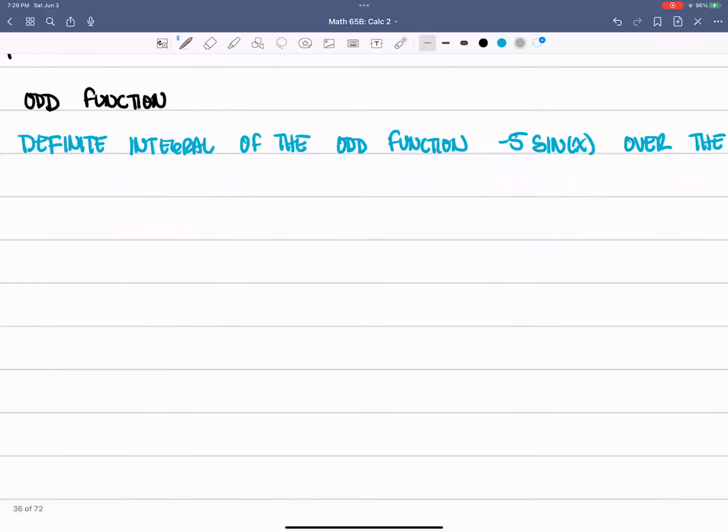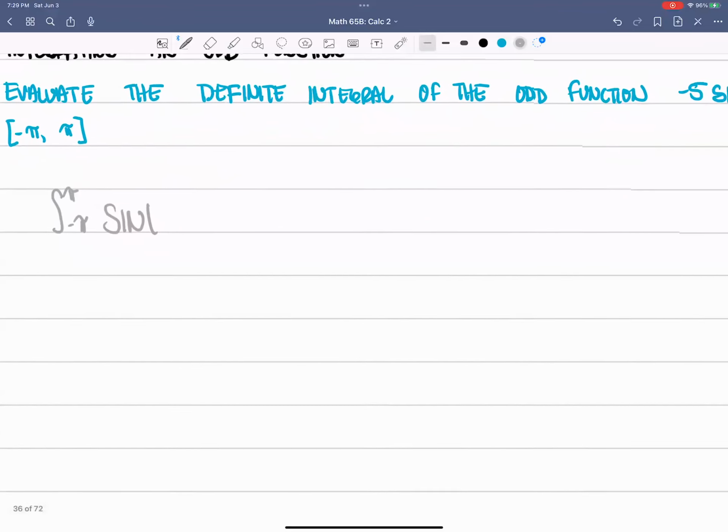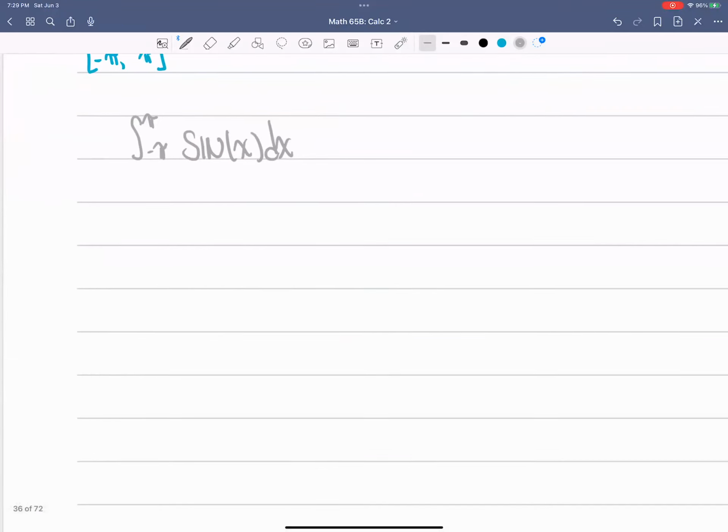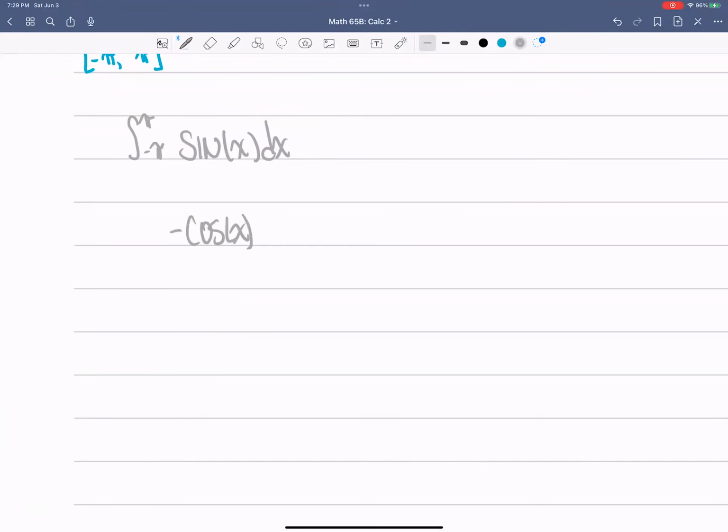-5 sine x dx. All right, so integrating sine, it's going to be negative cosine x, because the derivative of cosine is negative sine, so we have to make sure that it's negative there. And we're going to evaluate this from -pi up to pi.